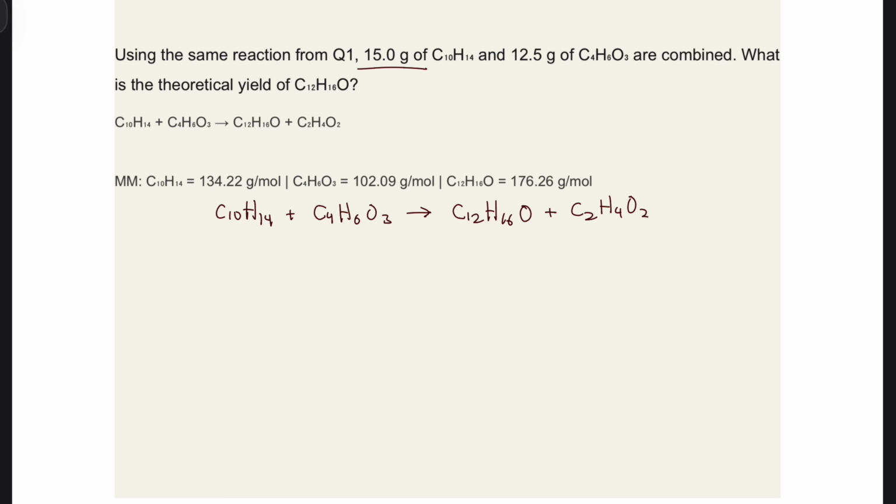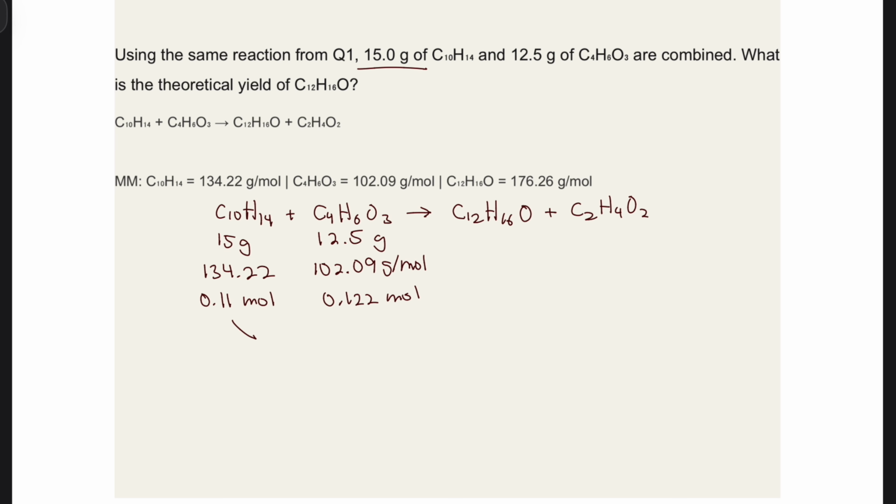So it says 15 grams. I just like to write it underneath the formula. And in order to figure out the theoretical yield, we need to figure out what the limiting reagent is. So to do that, we're going to find how many moles of each reactant we have. So I have the mass and the molar mass, so that allows me to find the moles, which will be 0.11, and this will be 0.122 moles.